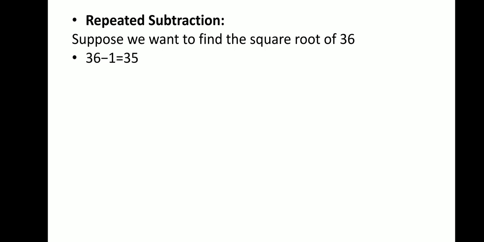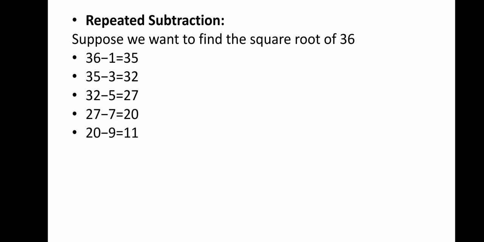36 minus 1 is equal to 35. 35 minus 3 is equal to 32. 32 minus 5 is equal to 27. 27 minus 7 is equal to 20. 20 minus 9 is equal to 11. 11 minus 11 is equal to 0.